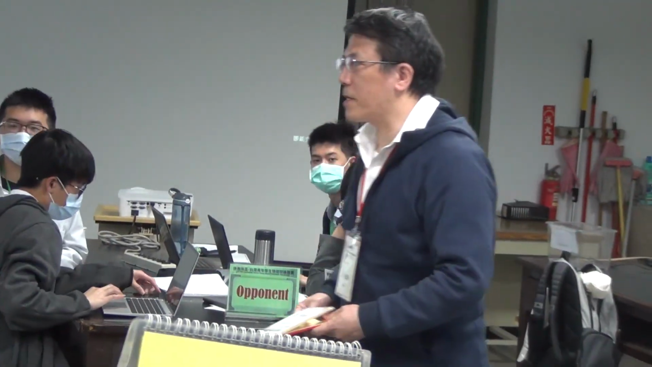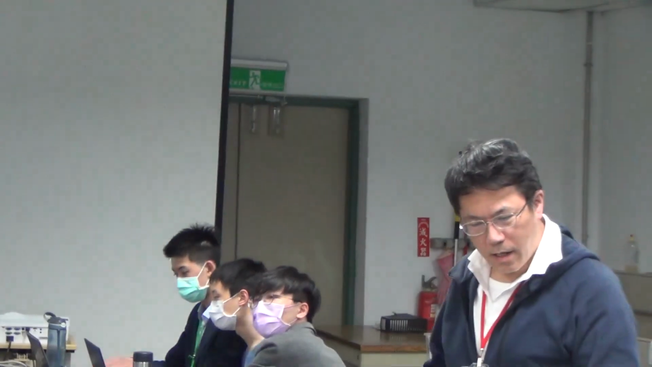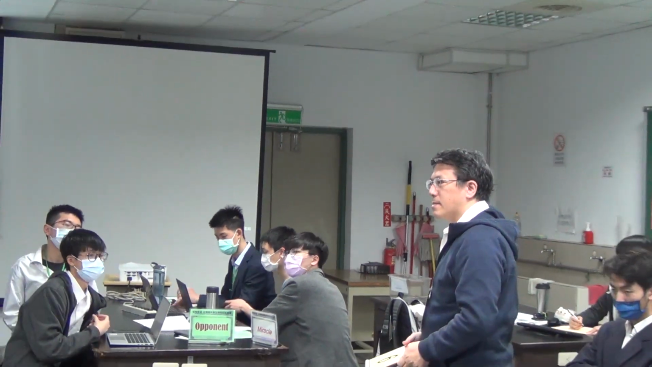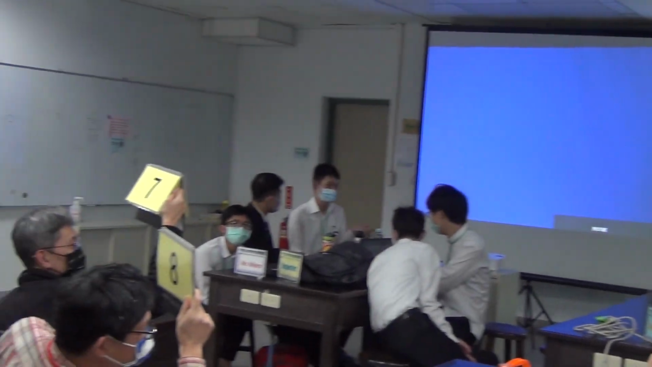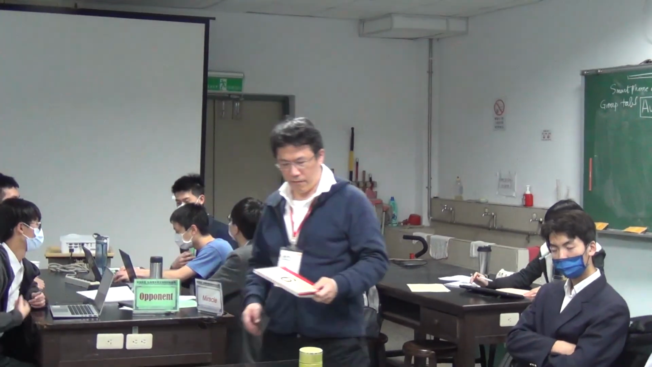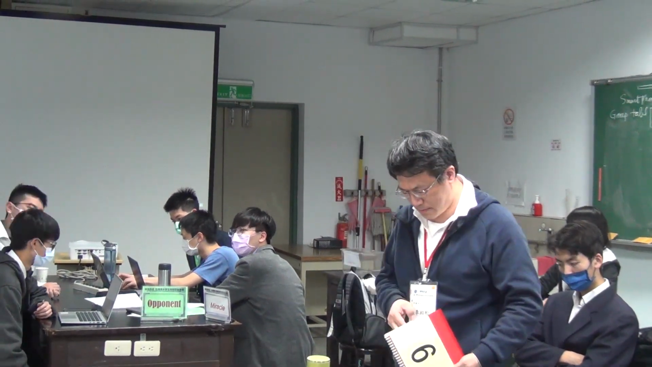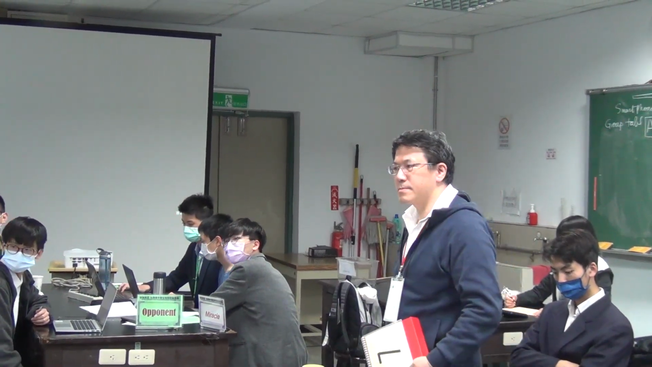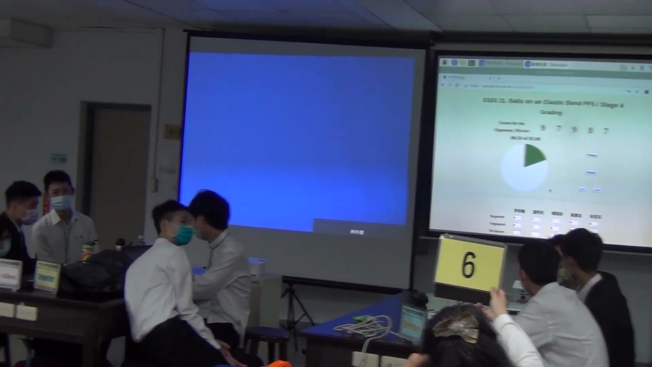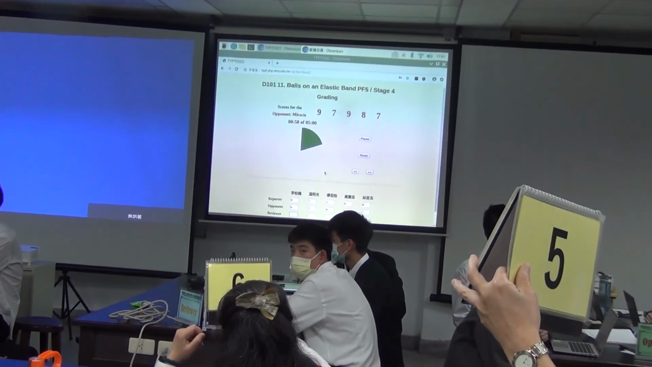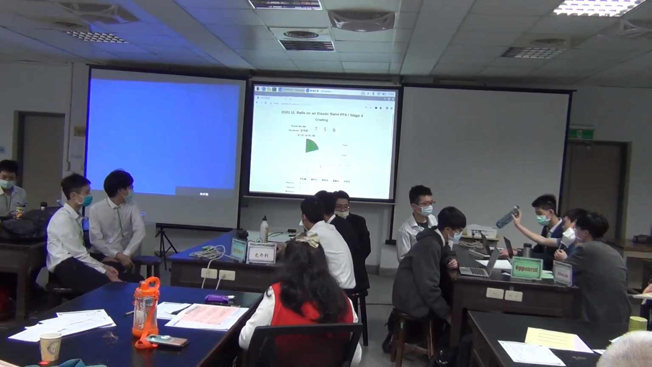Okay, for the reporter: 9, 7, 7, 6, 9. For the opponent: 9, 7, 9, and 7. For the reviewer: 8, 7, 5, 6, 5, 4. Okay, we end this section.